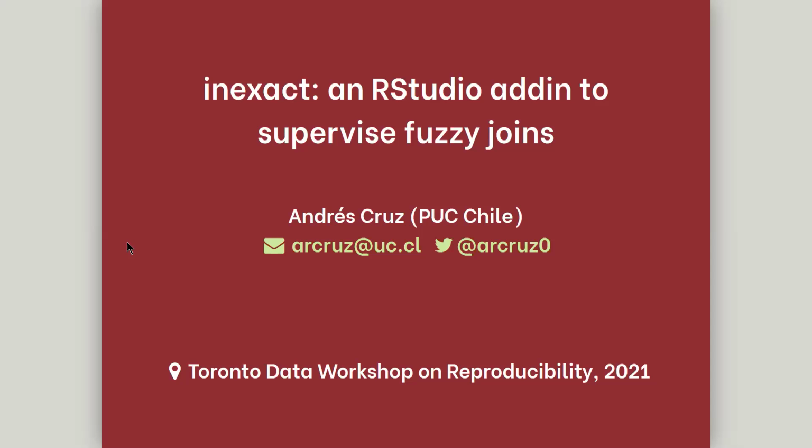I'm here to talk about this package I've been working on, which is called Inixa, an RStudio add-in for supervised fuzzy joins. And I'm going to explain the motivations behind it, then how it works, what it does, and I hope I can finish with a little bit of a reflection on what it says about reproducibility, I guess, or how it is connected to reproducibility.